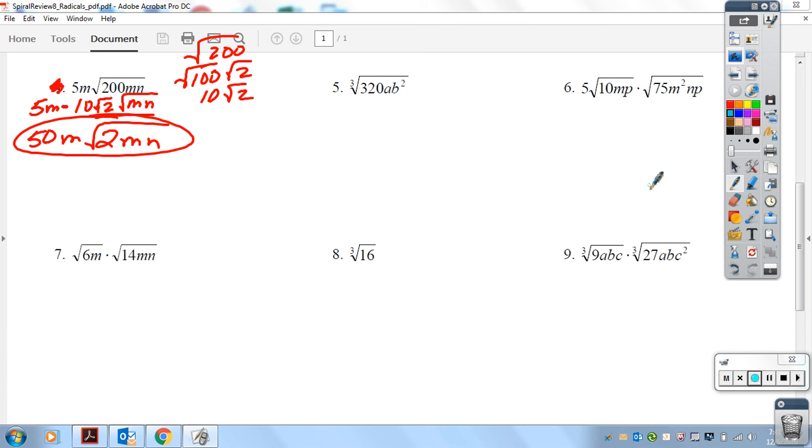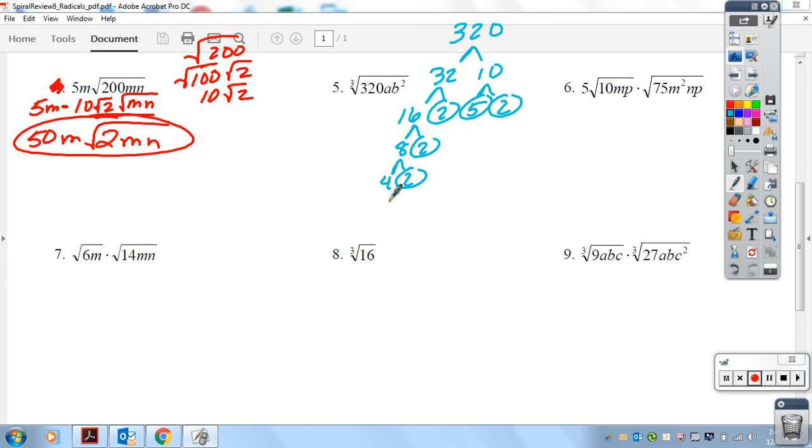Number 5 is asking us to, again, do the cube root. The best way to do cube root is to break it down and do the prime factorization. Let's break down 320. 32 times 10. 10 is 5 times 2. 32 is 16 times 2. 16 is 8 times 2. 8 is 4 times 2, and 4 is 2 times 2. So a lot of 2's in there.